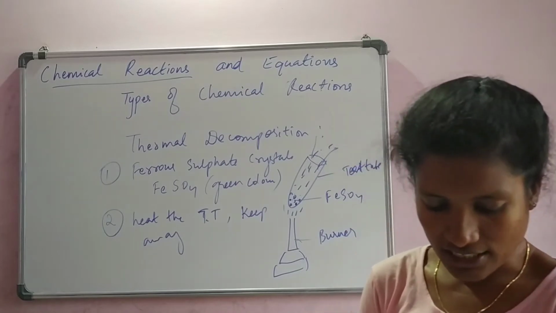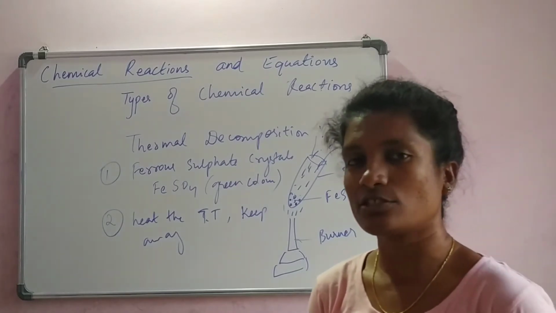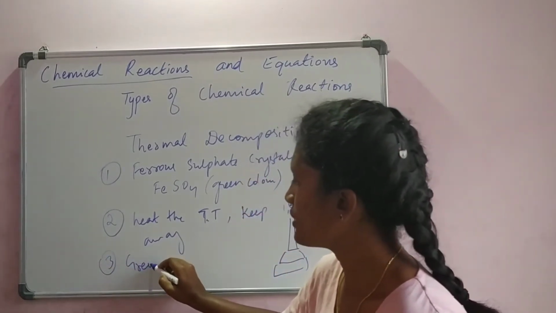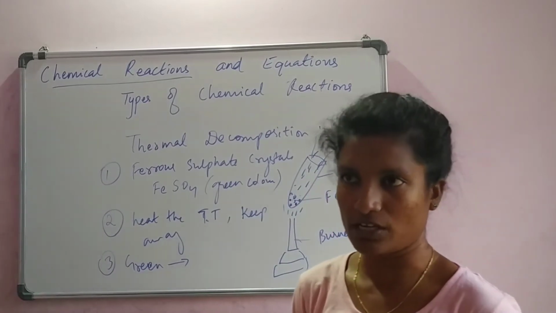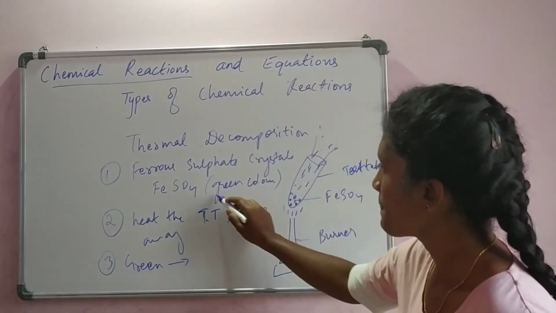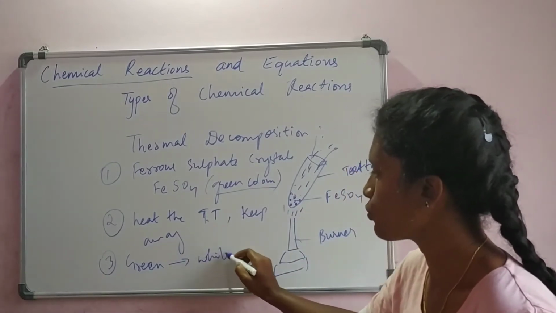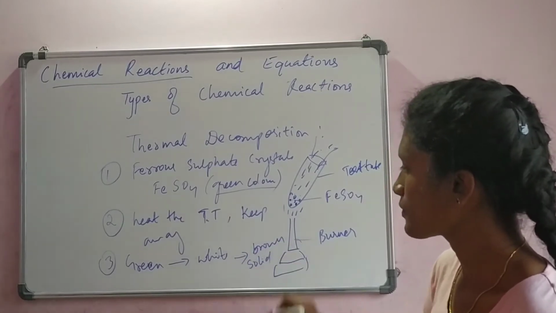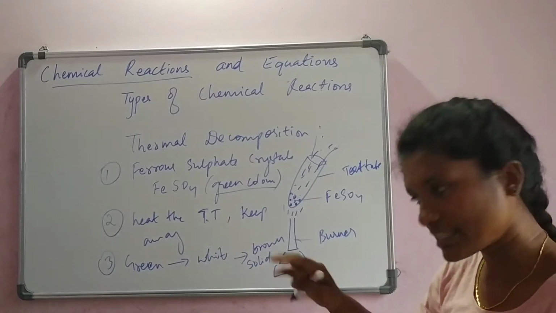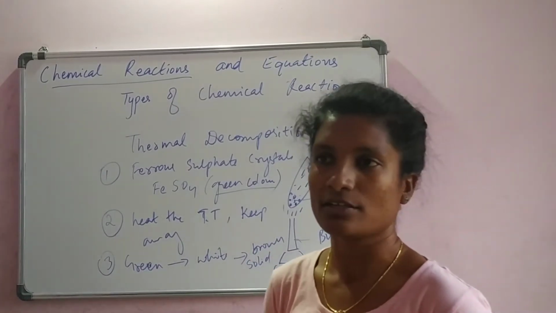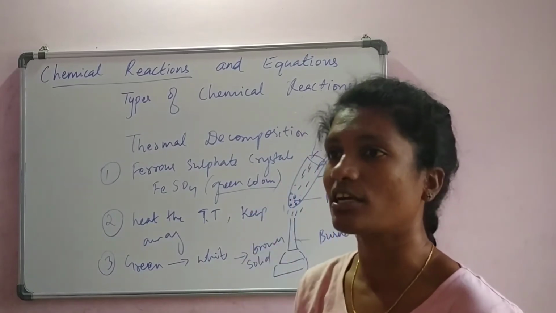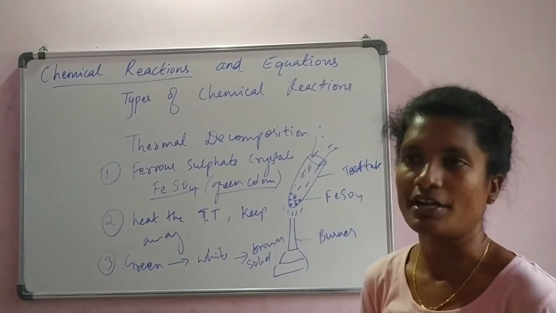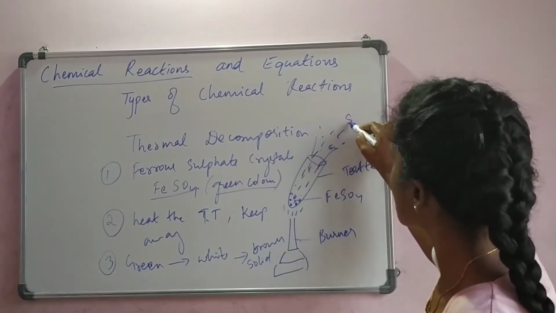Then the green color of ferrous sulfate crystal first changes to white and then to brown solid. We know that according to the characteristics of a chemical reaction, there will be a change in color. So green color first changes to whitish color and then it becomes brown solid. Initially we took a solid, it is still a solid, there is no change of state. As we have studied in the characteristics, there is a change in color but no change in state. We took a solid and we have a solid again here. And these gases are sulfur gases.